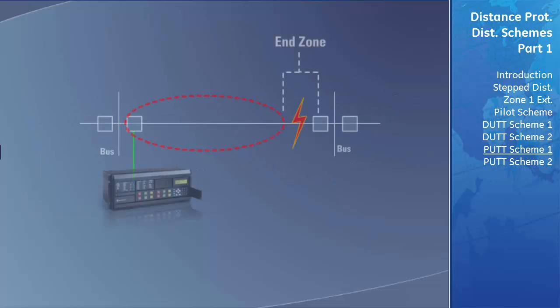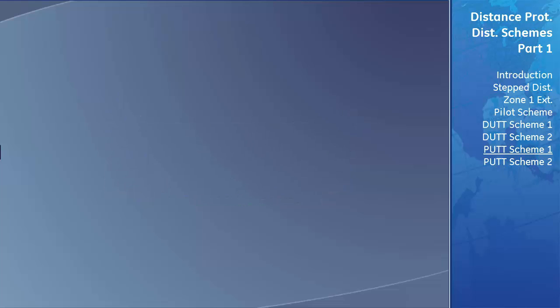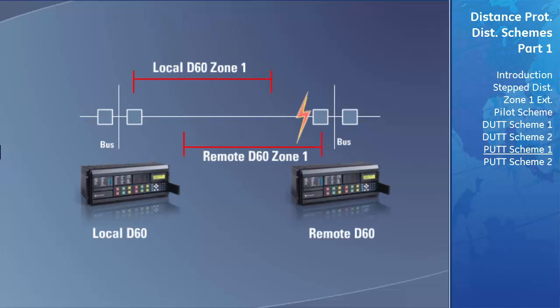The PUTT pilot-aided scheme stands for the Permissive Underreaching Transfer Trip scheme. And just like the DUTT scheme, the PUTT scheme is used to speed up the clearing of faults that occur in the end zone of a transmission line. As for all pilot-aided schemes, a communication channel must be provided between the two relays located at each end of the transmission line. The PUTT scheme works by having the remote D60 send a PUTT key signal to the local relay whenever it detects that a fault has occurred within its underreaching Zone 1 area of protection. This is where the expression underreaching comes from in the term permissive underreaching transfer trip.